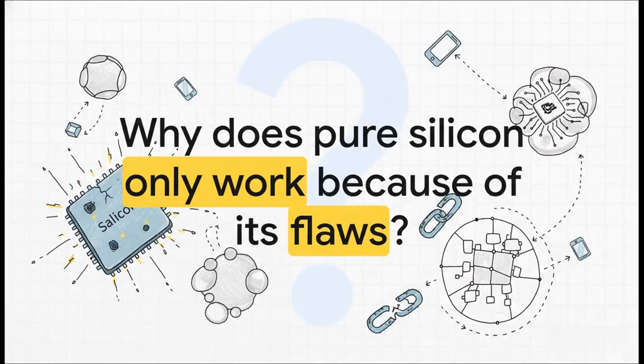I mean, it's a wild question, right? We pour billions of dollars into making silicon unimaginably pure. But get this, the very thing that makes it work, the reason your phone can even power on, is because of its built-in flaws. So how on earth is that possible?